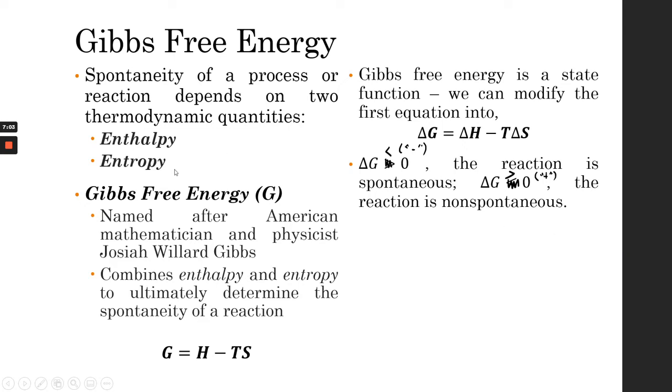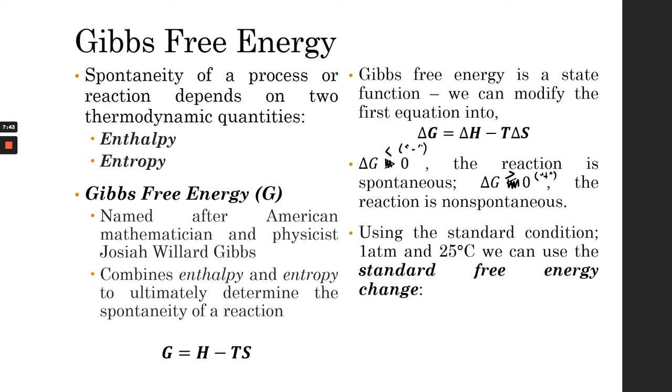It's a little bit like how you should remember entropy, but it's the opposite of entropy. When entropy is positive, it is spontaneous, and if entropy is negative, it is non-spontaneous. But when we talk about Gibbs free energy, if delta G is negative or less than zero, the reaction is spontaneous. If delta G is greater than zero, which means it's positive, the reaction is non-spontaneous. I just want you guys to remember that.